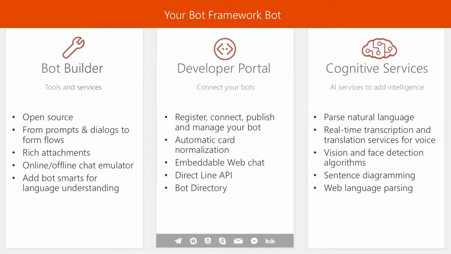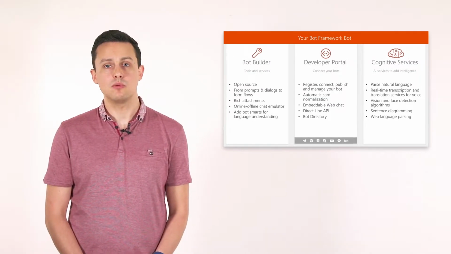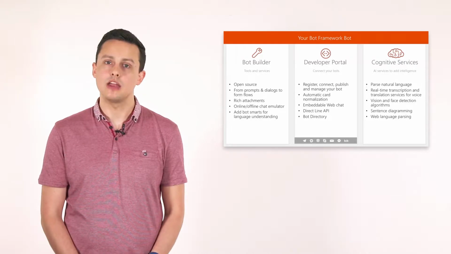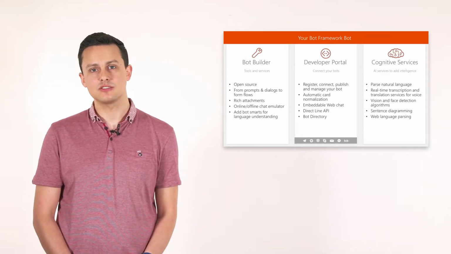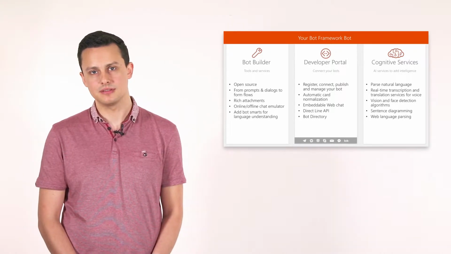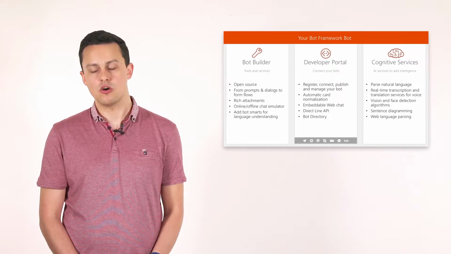So they're the key components of the bot framework. We have an SDK that allows us to quickly build a RESTful endpoint that can process messages that our users send. We have a developer portal that allows us to configure and work with the Bot Connector service. And finally, as we've already discussed, we have a range of cognitive services that allow us to understand people and their content.